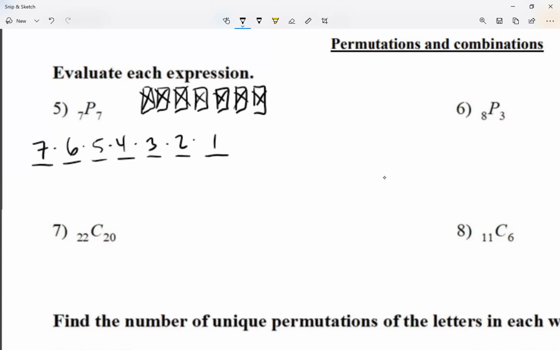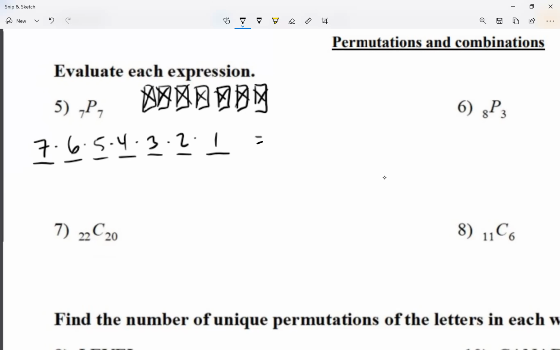What did that give you? 7 times 6 times 5 times 4 times 3 times 2 times 1. In my case, it gave me 5,040. Okay, that's not that bad.